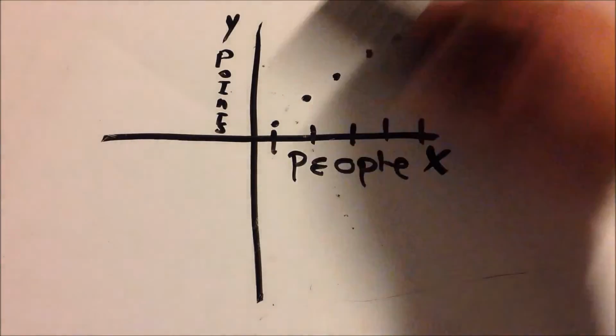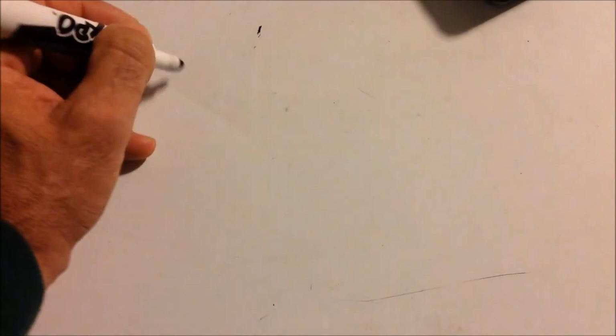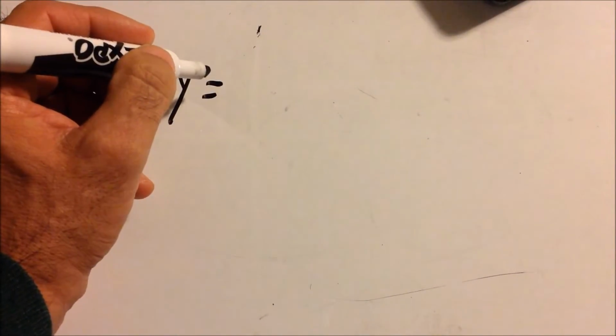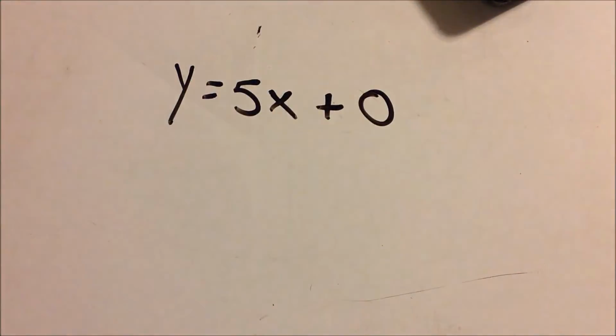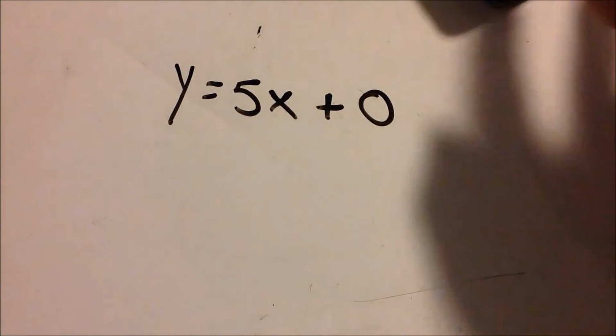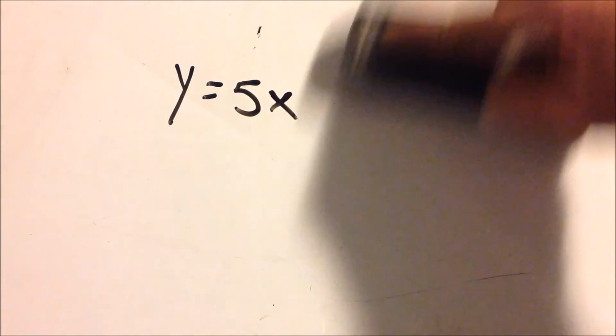Question 8, we wanted you to sketch an equation, and it said y equals f(x) plus 0. Now if you see plus 0, you don't even care about the 0. You can just get rid of it right away.